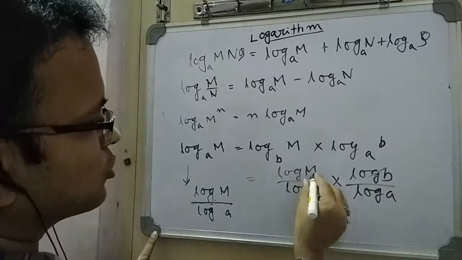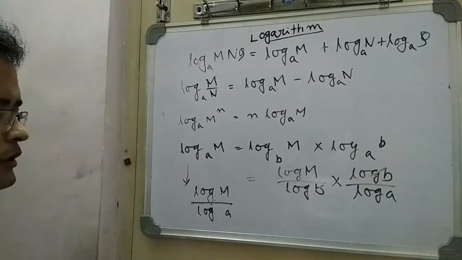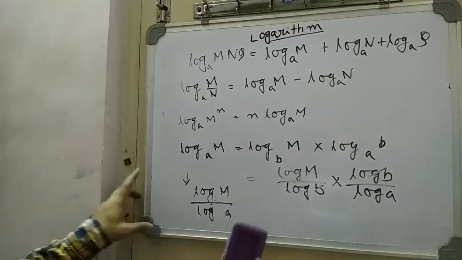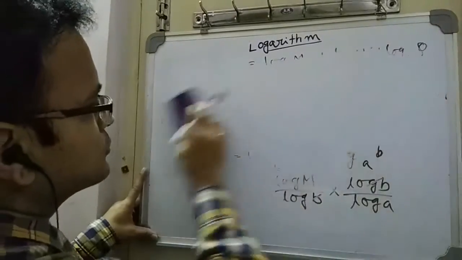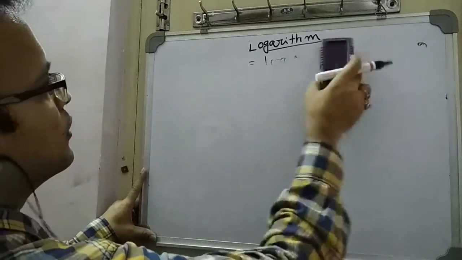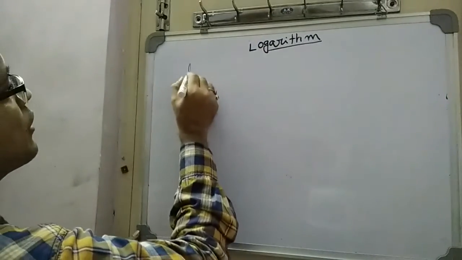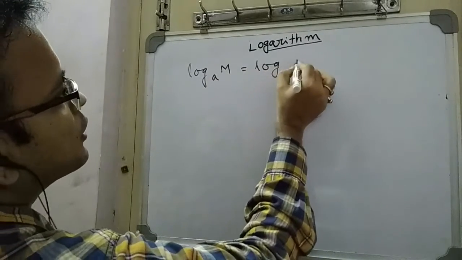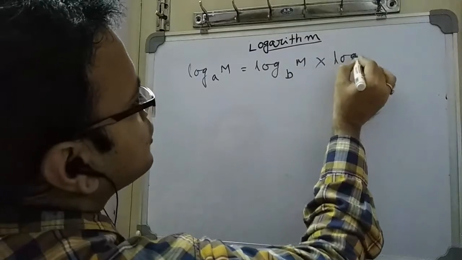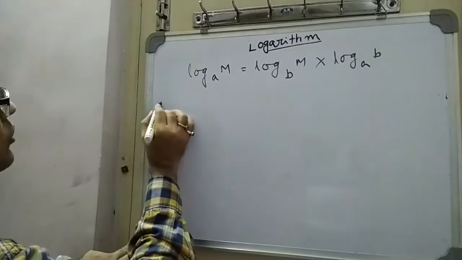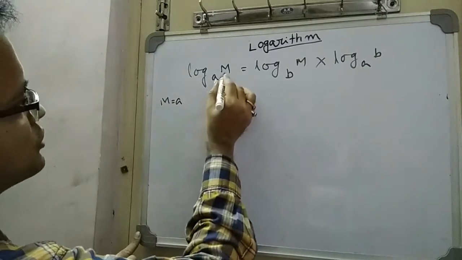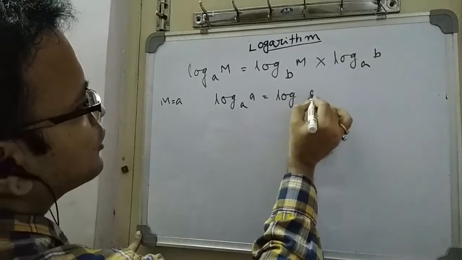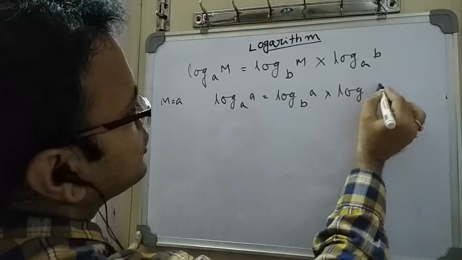So you discard the log b, and we get log m by log a, that means this. Now we know that log m base a equal to log m base b into log b base a. So if you assume m equal to a, this becomes log a base a, which is one we know, equal to log a base b into log b base a.